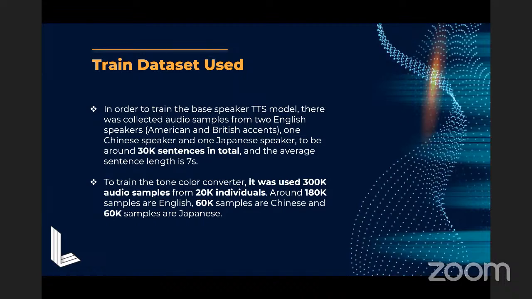For the TTS model, we are using 30K sentences in total, and the average sentence length is 7 seconds. We are having variations in the dataset too, with 2 English accents and 1 Chinese and Japanese speakers. And for the tone color converter, we are using a different dataset of around 300K audio samples, with variations also in it with English, Chinese, and Japanese. The next slide, please.